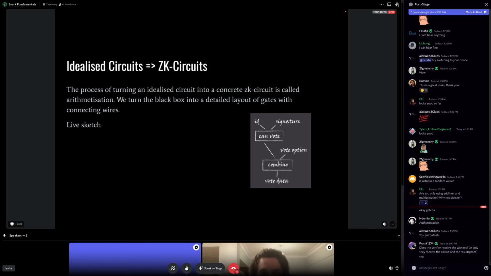This is actually, for many ZK engineers, what they spend most of their time on: turning idealized circuits into actual ZK circuits. They spend ages coding in Rust or whatever other language they're going to use, just putting gates around to represent the computation they want to use. So how do we turn that black box into the literal addition and multiplication gates with wires connecting them?